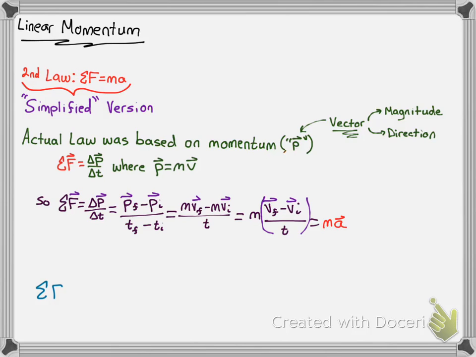Put the little vector sum because the acceleration is a vector. So our real net force equation is really equal to the change of momentum over change in time, and that's our algebra equation.